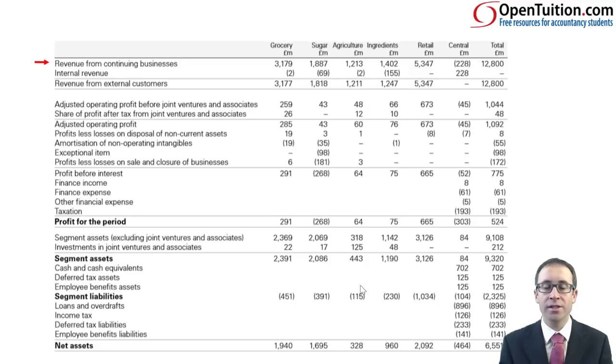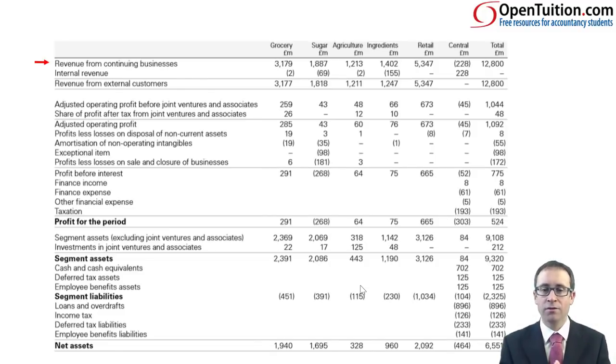As the revenue from your continuing business, and you can see that that is separated out into the separate operating segment. So grocery, sugar, agriculture, ingredients, retail. Retail is Primark, and if you look at that, it makes up 5,347 out of the 12,800. So it's somewhere between 40 and 45% of the revenue are attributable to Primark.